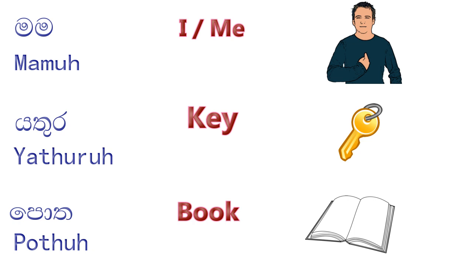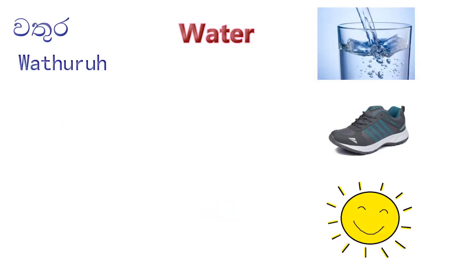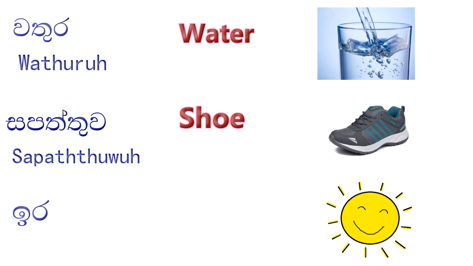Examples: Mama, watura, pota. Mama means I, watura means water, pota means book. Sapattuwa, ira. Sapattuwa means shoe, ira means sun. See, it ends with the short sound.